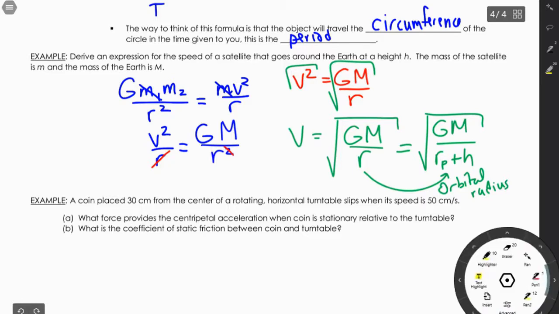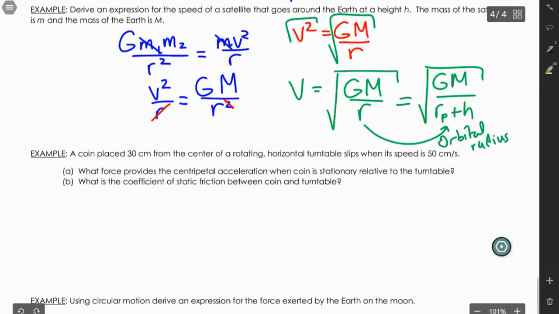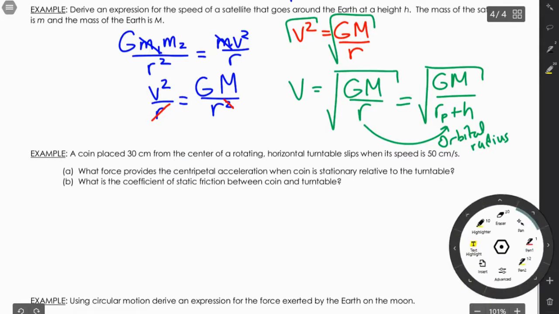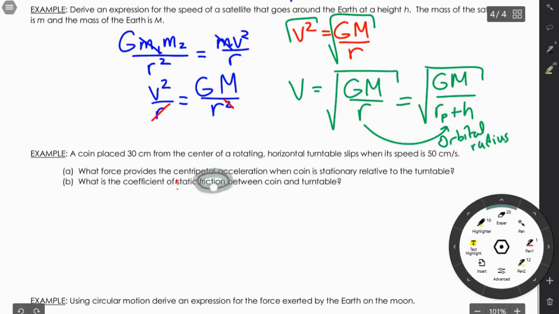Okay, for this problem, we're looking at a coin placed on a turntable. A turntable is essentially a record player. It slips when the speed goes greater than 50 centimeters per second. There are two questions. What force is providing the centripetal acceleration when the coin is stationary relative to the table? And what is the coefficient of static friction between the coin and turntable? Well, the second question kind of gives away the answer to the first one. In fact, it's going to be static friction that provides the centripetal force.